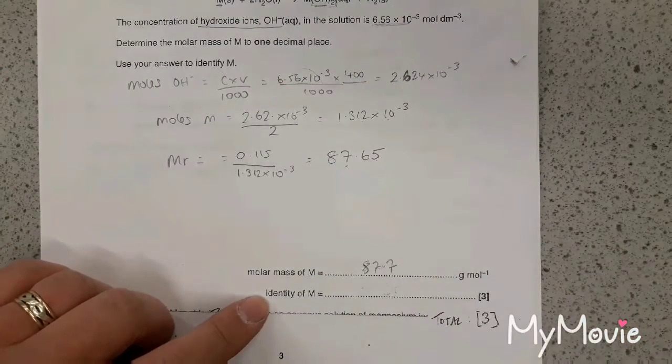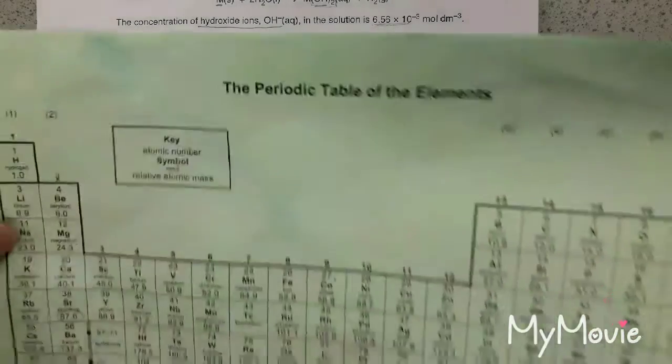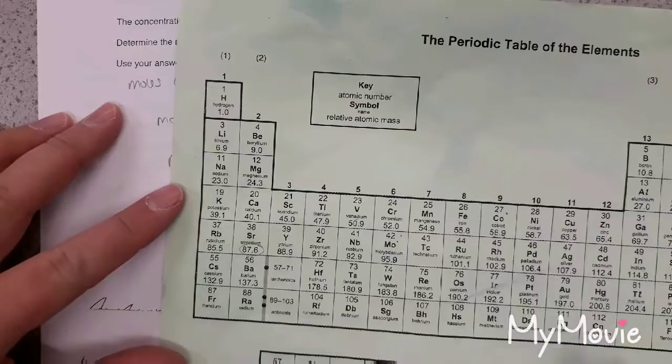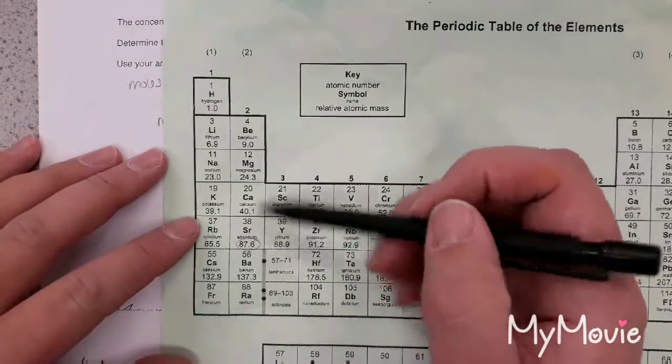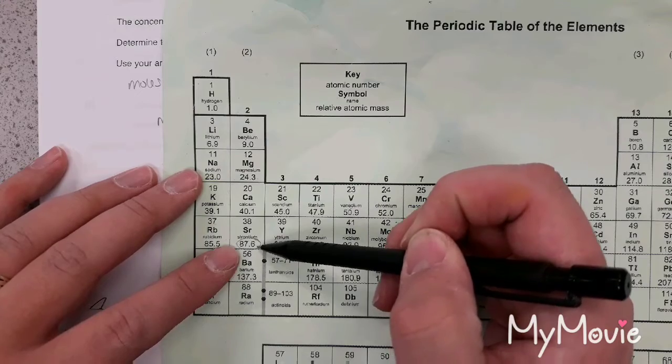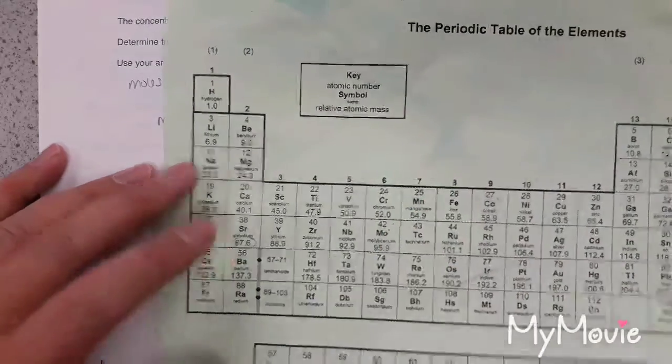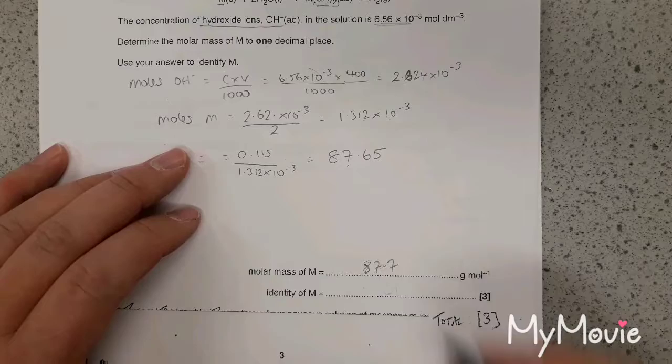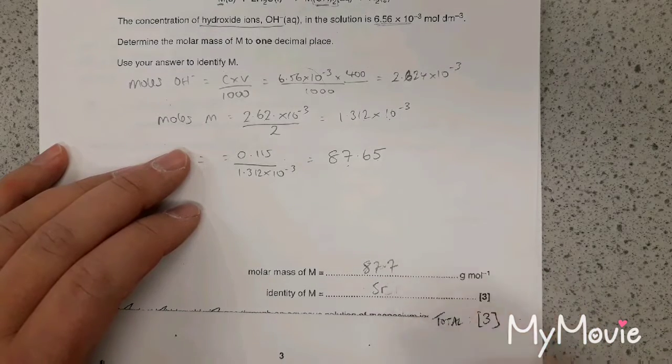And then to identify what M is. Now we know M is a group 2 element. So if we bring in the periodic table, looking at group 2, we're looking to find the element with the atomic mass close to 87.7, and therefore there, it's already circled, it's strontium, 87.6. So the answer and the identity of metal M is strontium.